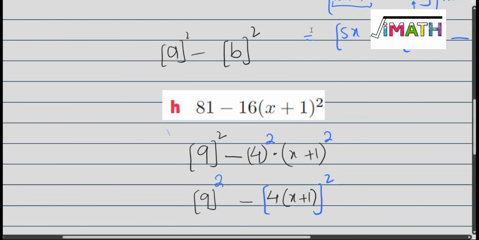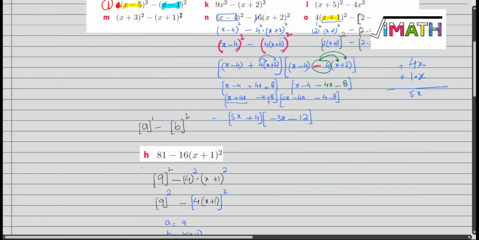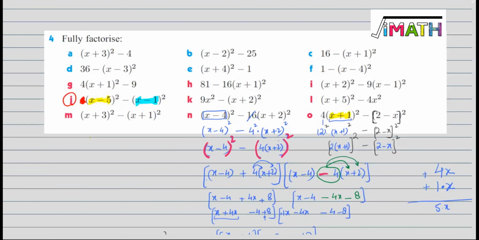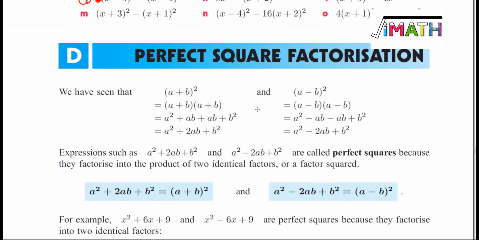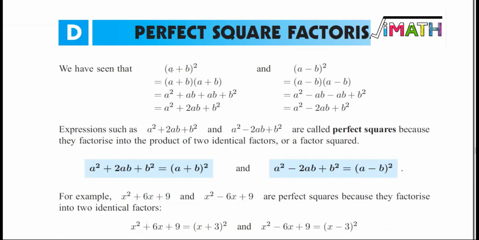That makes sense to you? Yep. Okay, so I think we are good with these basic questions. Now let's go for application of this into some advanced questions. Before that, we need to have two more formulas. These are the two formulas.